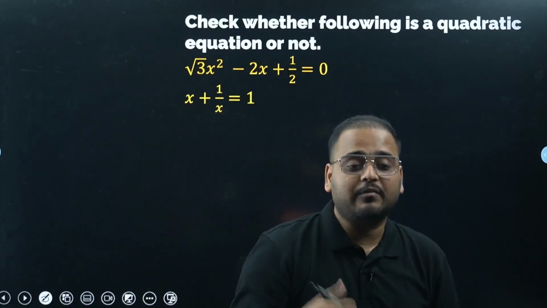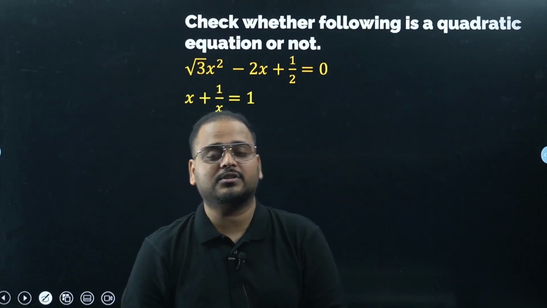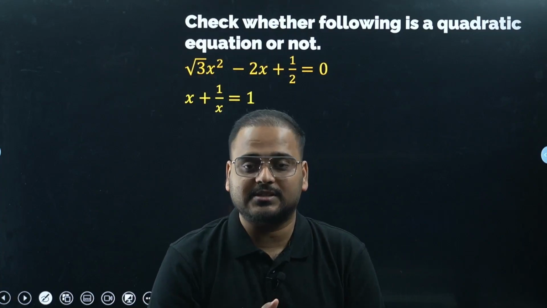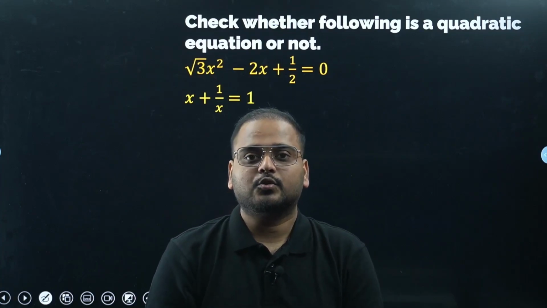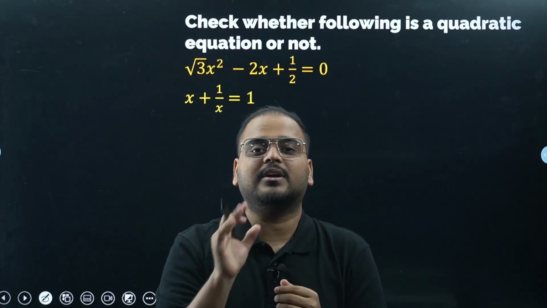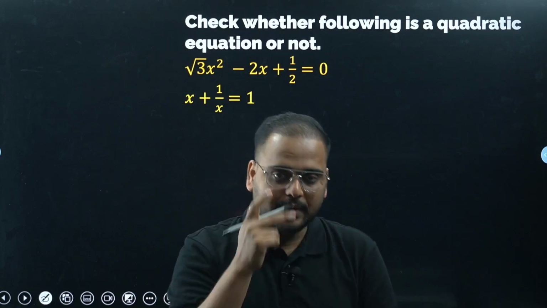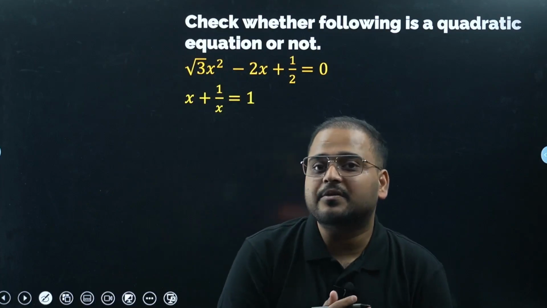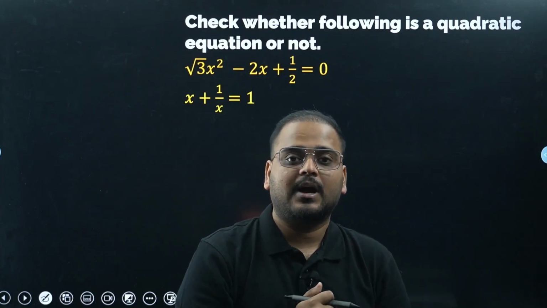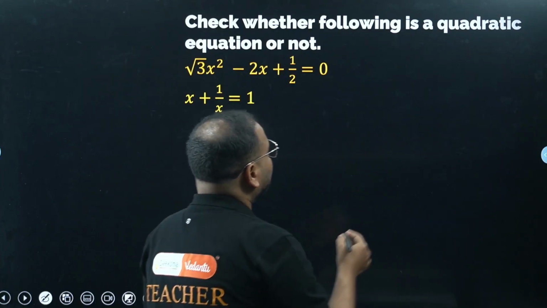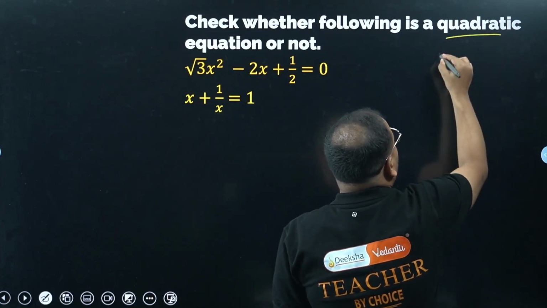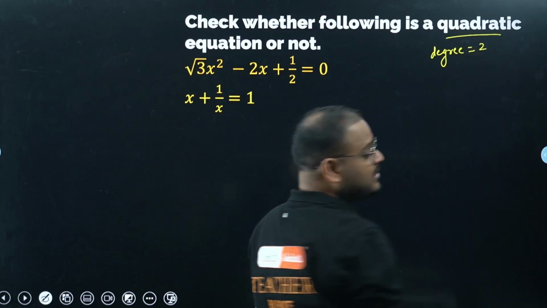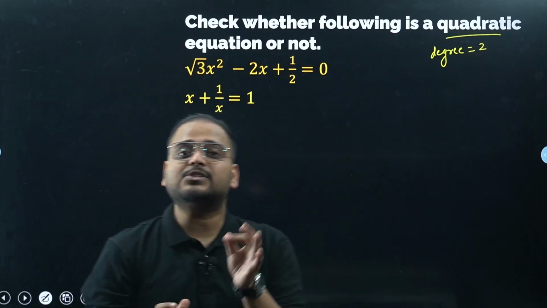Before going to the solving of quadratic equations, first we should understand how we can identify whether a given equation is quadratic or not. As the name suggests, quadratic means the degree has to be 2. What is degree? Are you able to recall? Degree was the highest power of the variable. So for any equation to be quadratic, the degree must be 2, there is no option.